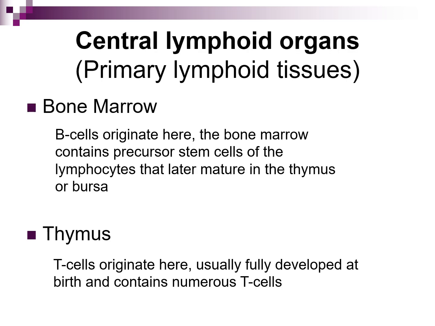Let's take a look at our central lymphoid organs, or our primary lymphoid organs, and this is where our B cells and T cells originate from. Bone marrow contains precursor cells of lymphocytes that later mature in the thymus. B cells originate in the bone marrow. The bone marrow contains precursor stem cells of the lymphocytes that later mature in the thymus or bursa. The thymus is a flat, bilobed organ situated below the thyroid gland along the neck that expands into the thoracic cage. T cells originate in the thymus. They are usually fully developed at birth and contain numerous T cells.